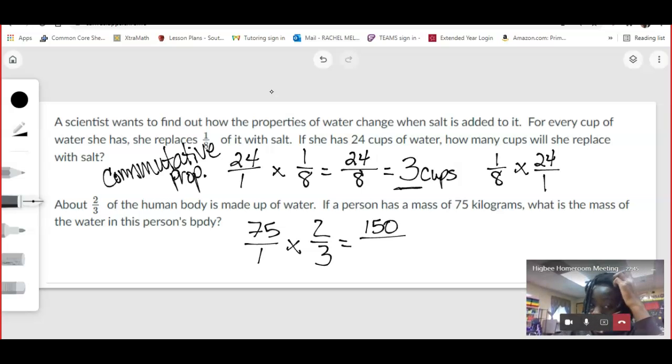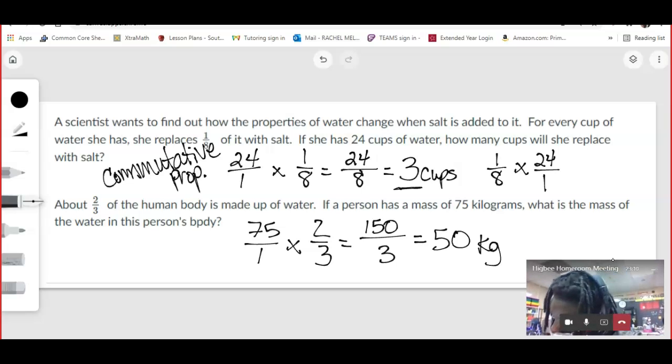And what's 1 times 3? 3. Okay, then what? Yeah, then we divide. So what would 150 divided by 3 be? 50. 50, you are correct. Okay, so that would be 50 kilograms. So that means that 50 kilograms of your body is water.